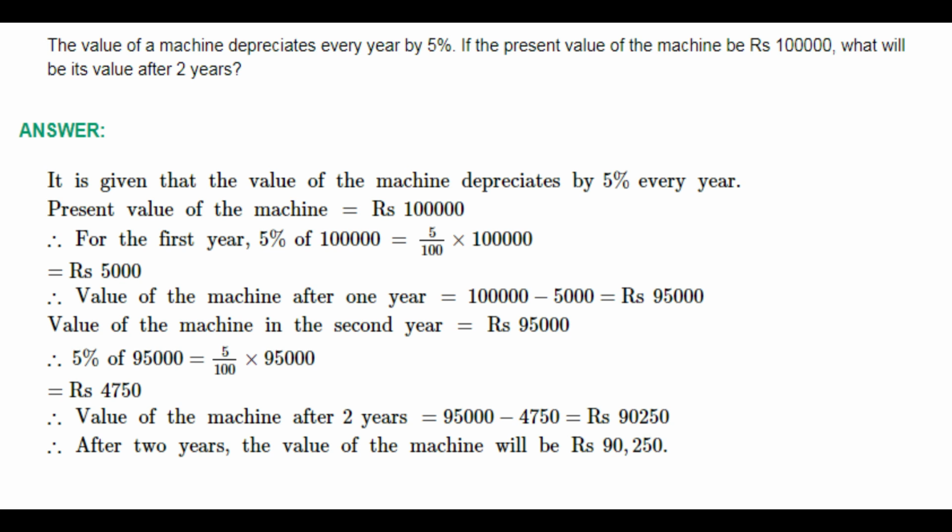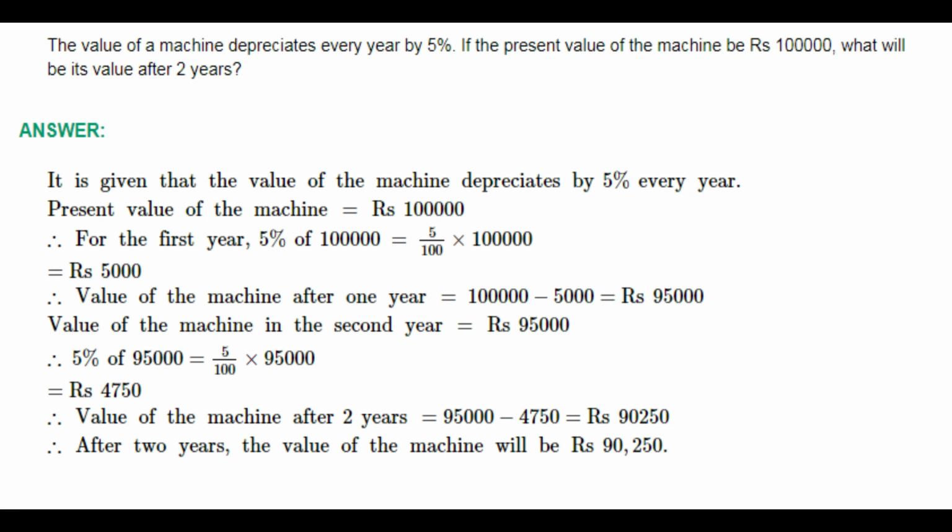So what will be the depreciation amount for the first year? 5% of the value of the machine, that is 1 lakh, comes to rupees 5,000, right? To find the value of the machine after 1 year, we have to deduct the first year depreciation amount from the value of the machine. So 5,000 from 1 lakh is 95,000, right? Now we have to calculate the depreciation amount for another year. The value of the machine in the second year is 95,000, so again 5% is the depreciation percentage. 5% of 95,000 is 4750.